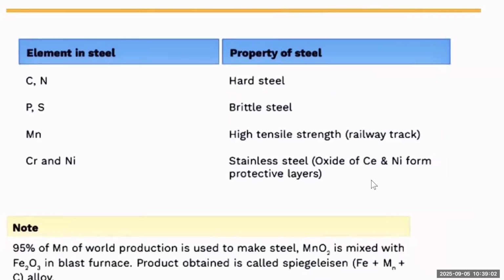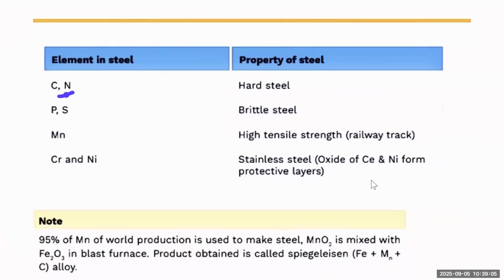Now, usually, if you have carbon and nitrogen present along with iron, you make it into steel that is called hard steel. If you have phosphorus and sulfur majorly present, that is called brittle steel. If the element is manganese in it, it will give you high tensile strength steel, which will be used in railways. Why would you want to make steel if you're going to make it brittle? No, it is essential in some areas because its tensile strength is more.